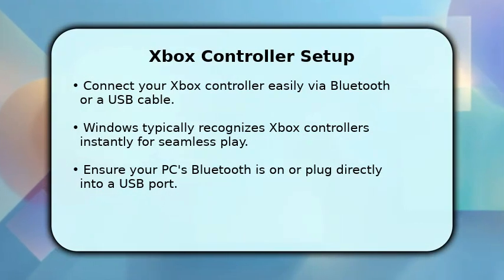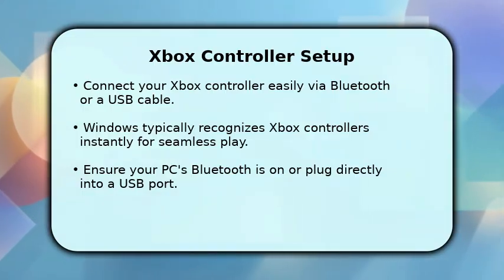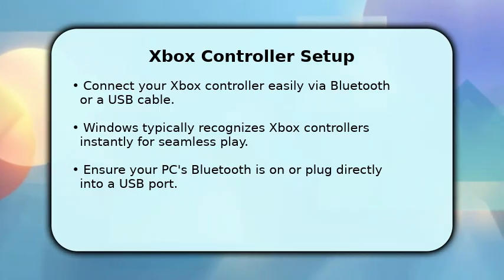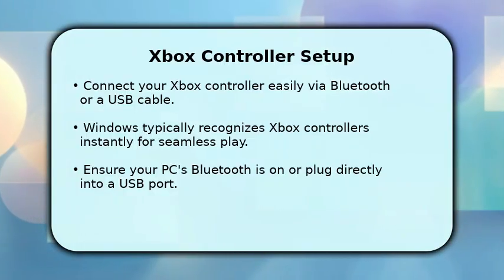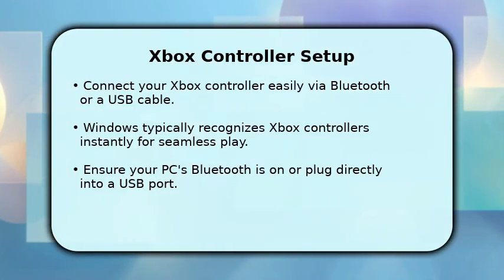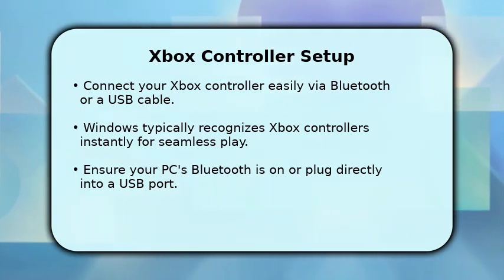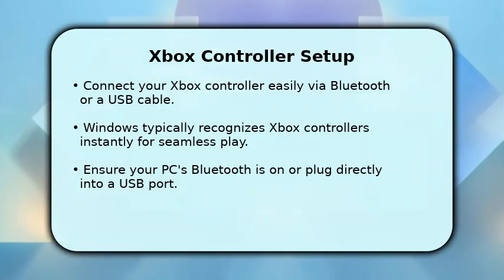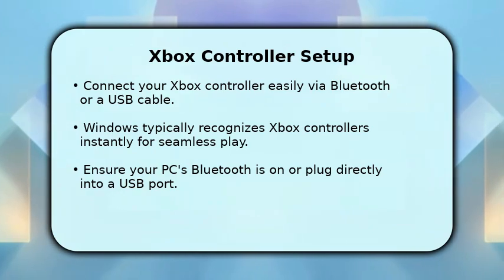Connecting an Xbox controller to your PC is often a straightforward process. For a wireless connection, simply turn on your computer's Bluetooth, put your controller into pairing mode, and select it from your device list. If you prefer a wired connection, just plug the controller into an available USB port using a compatible cable. Windows usually detects these controllers instantly, allowing you to jump into Roblox games with minimal fuss.